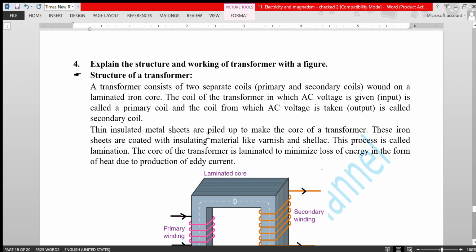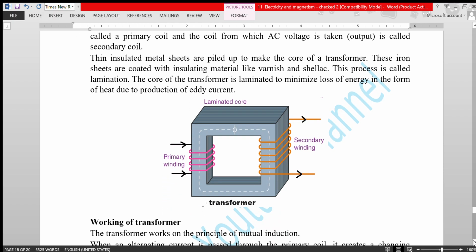Thin insulated metal sheets are piled up to make the core of transformer. These iron sheets are coated with insulating material like varnish or shellac. This process is called lamination. The core of transformer is laminated to minimize the loss of energy in the form of heat due to the production of eddy current. Secondary, primary.